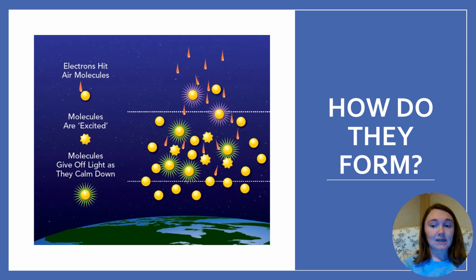And this light that we can see are photons, or particles of light, and they're the colorful auroras that we see. The different colors are formed because the different types of gases in the atmosphere produce different colors of light when they release that energy. To give some examples, oxygen produces green and red, while nitrogen produces blue, pink, and reddish purple.